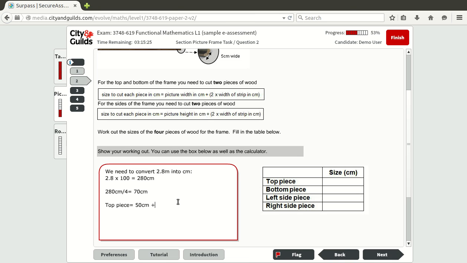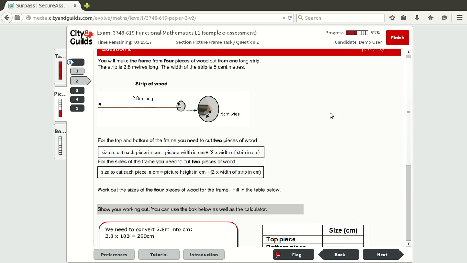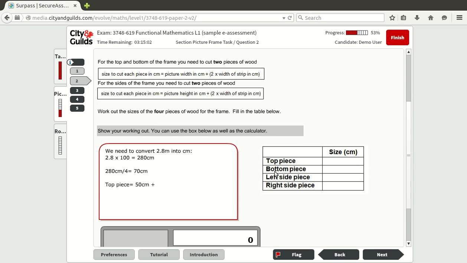plus 2 times the width of strip. Now we know that the width of strip is 5 centimeters. It shows right there. So it's 50 centimeters plus 2 times 5 centimeters. So that would go here. 50 centimeters.